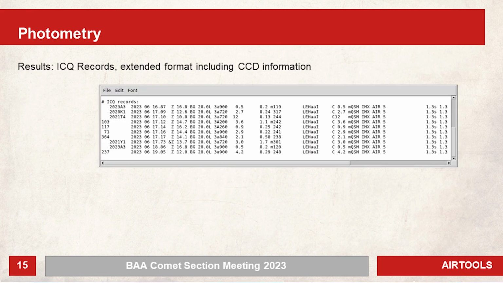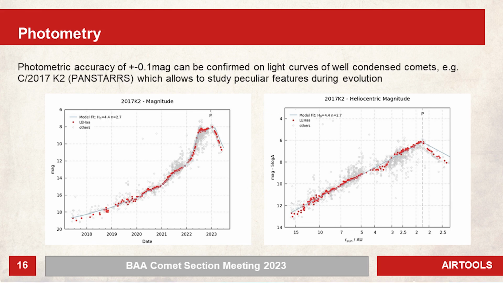At the end of the process, you get ICQ records ready for submission, for example, to the COBS archive. We get, as I initially showed, this plot of 2017 K2, and with the low scatter of data points, you can look at more detail in the light curve, and you can search for some peculiar features, like in this example, this comet has been slowing down its evolution at around 4 AU distance.